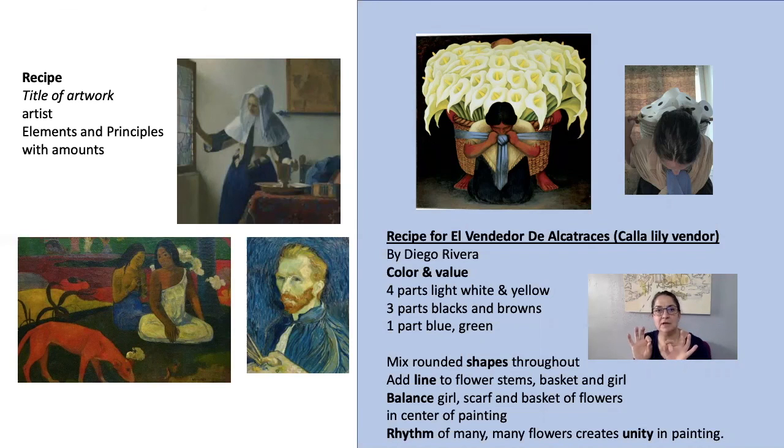I've bolded the elements or principles throughout. Add line to flower stems, basket, and girl. Balance: it's a symmetrical balance of girl, scarf, and basket of flowers in the center of the painting. Rhythm of many, many flowers creates unity in the painting. So that's my recipe. And then I ran around the house and got scarves. There's my example up above. The only thing I could find in multitudes that looked a little bit like the lilies were rolls of toilet paper. Forgive me.